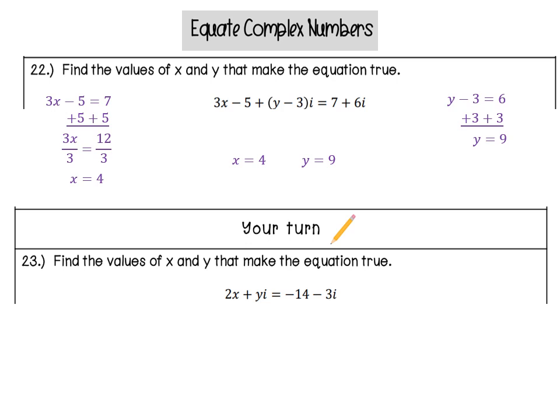Now, go ahead and try 23 on your own. Okay, so started the video back up. So 2x plus yi equals negative 14 minus 3i. So 2x should equal negative 14 and y equals negative 3. Right side's done. We know what y is. On the left, 2x equals negative 14. Divide both sides by 2. So x equals negative 7. And we have both of our answers.